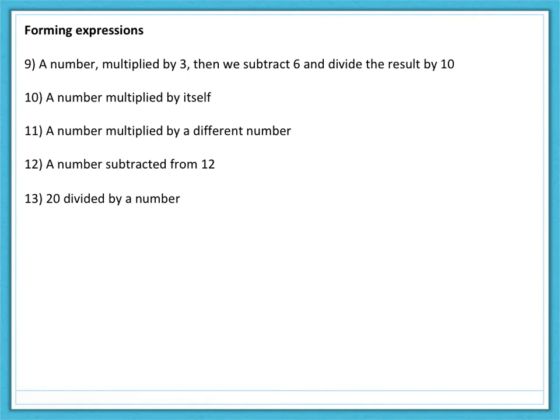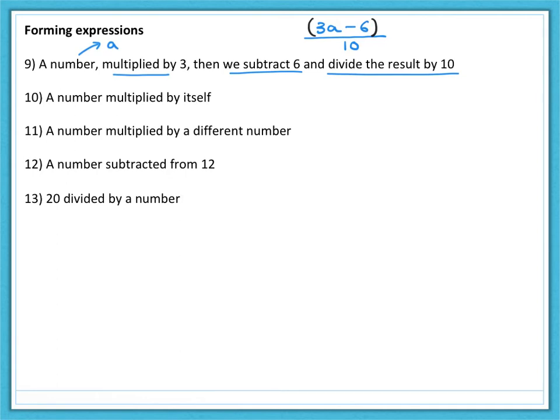Number 9, a number, let's call it a, is multiplied by 3, so that gives me 3a. Then we subtract 6, so let's write 3a subtract 6, and then we divide the result by 10. So I'm going to put the whole thing over 10. Don't write 3a minus 6 divided by 10 on one line. This is the correct way of setting it up. And if you want to, you can even put in a pair of brackets here around the 3a minus 6, just to be very clear that that happens first before you divide by 10.